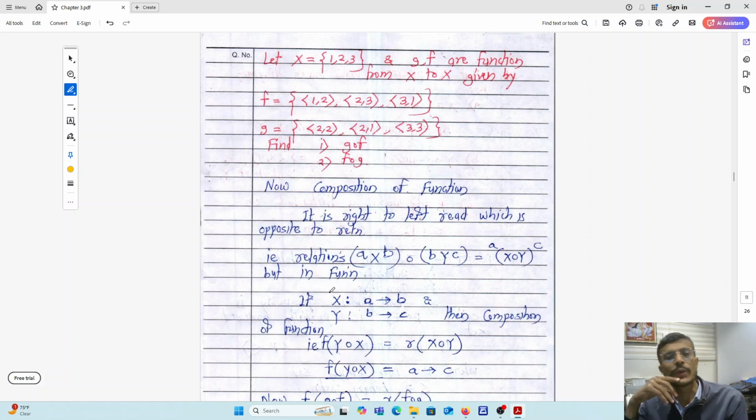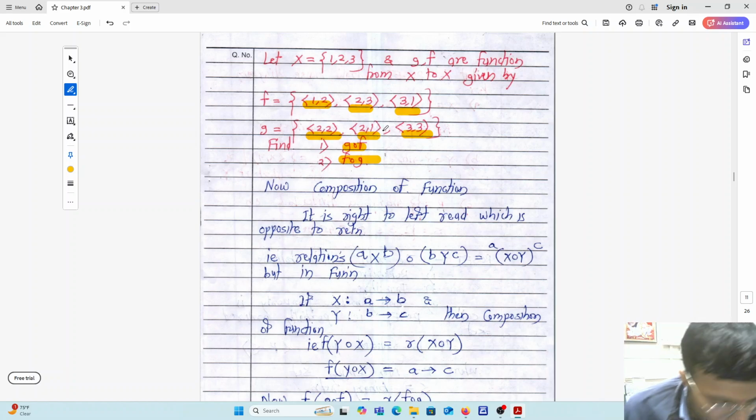Then, if X is equal to 1, 2, 3 and g, f are functions. Previously there was composition of relation. Now we are looking for composition of function. Let X be equal to 1, 2, 3 and g, f are functions from X to X given by: F is given as 1, 2, 2, 3 and 3, 1, and g is given as 2, 2, 2, 1 and 3, 3. Then find out the functions g composition f and f composition g.